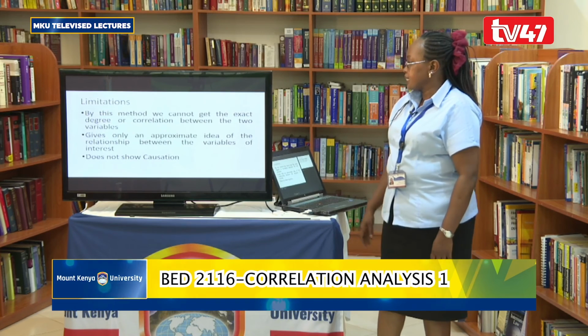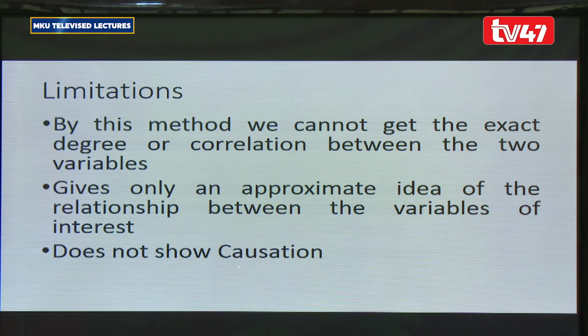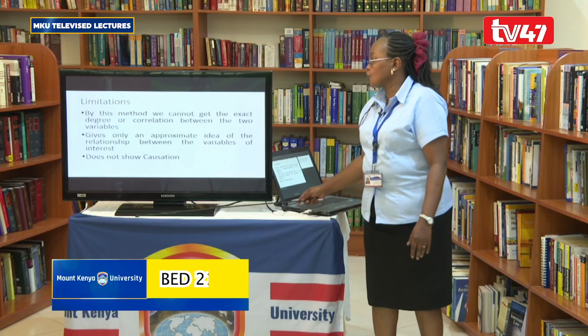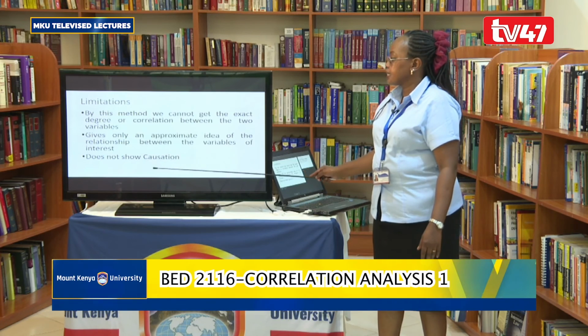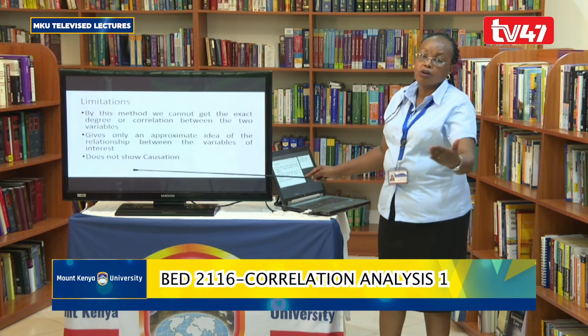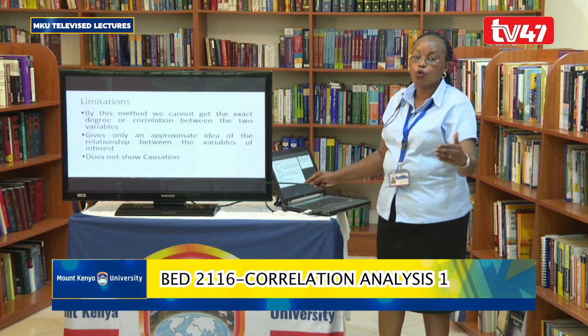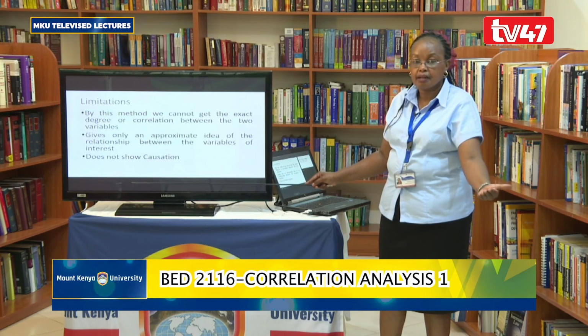The other thing is that it gives us only a rough idea about the relationship between the variables of interest. And even if there is a relationship between the two variables of interest, remember, it does not tell us what is causing what. Therefore, one key limitation of the scatter diagram is that it is not able to show what we call causation. Causation means what variable is causing the other. This change that you are finding in one variable is just a change, but not a cause.